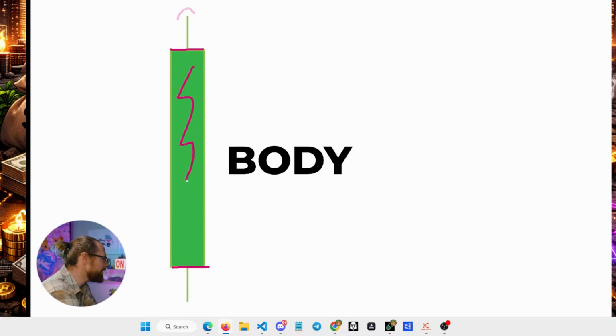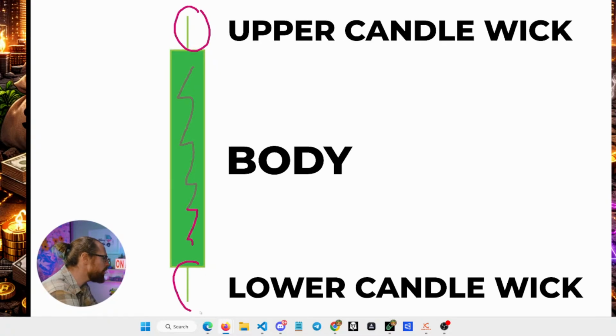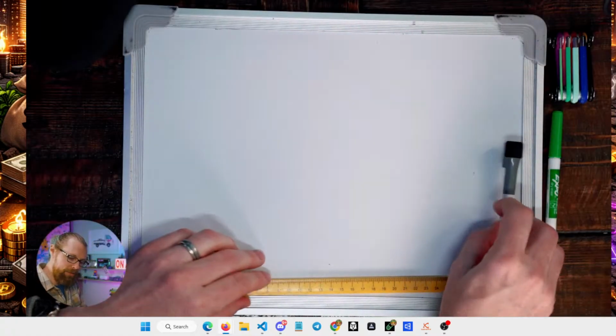Well, if you look at this shape in front of us, there's the bottom, there's the top, and then there's the top of this body and the bottom of this body. So this is the body of the candle right here. This is called the upper candle wick, and this is called the lower candle wick. Sometimes people will call it the upper tail or the lower tail, which is also fine. Either way is fine. But in keeping with calling them candlesticks, we'll call these candle wicks for right now. So in order to create a candlestick, you need 4 pieces of information. So let's jump onto the whiteboard and let me break this down for you.